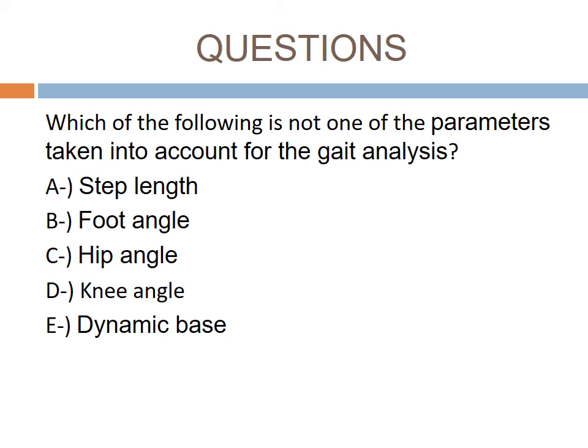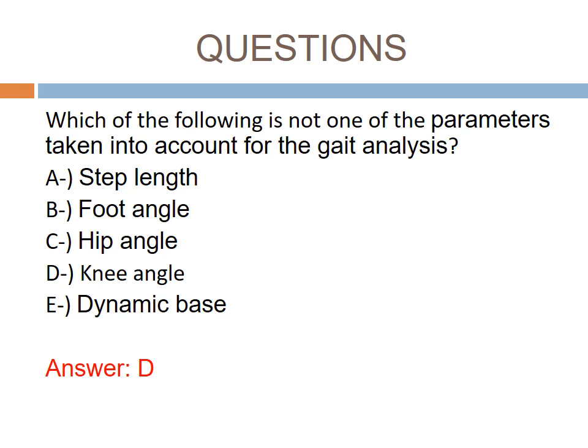Second question. Which of the following is not one of the parameters taken into account for the gait analysis? A. Step length, B. Foot angle, C. Hip angle, D. knee angle, E. dynamic base. Answer is D. Knee angle.